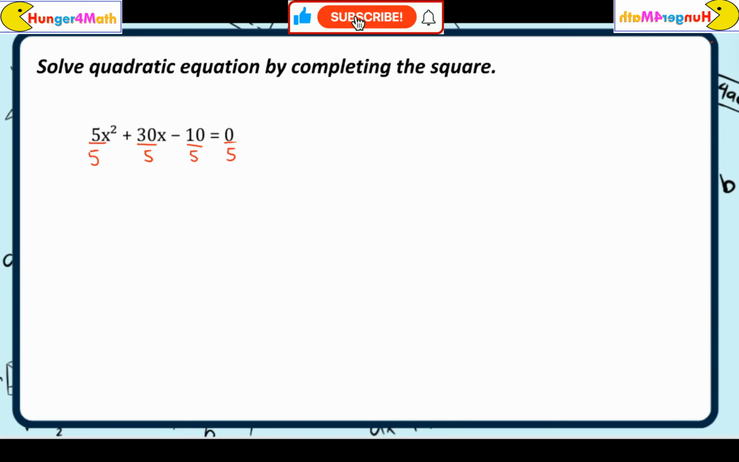Okay, so 5 divided by 5 is 1, so that will be x squared, plus 30 divided by 5 is 6, then x, and negative 10 divided by 5 is minus 2, is equal to 0 divided by 5 is 0. Now, since the numerical coefficient of the x squared is 1, we can remove the constant and move it to the right side by adding 2 to both sides of the equation.